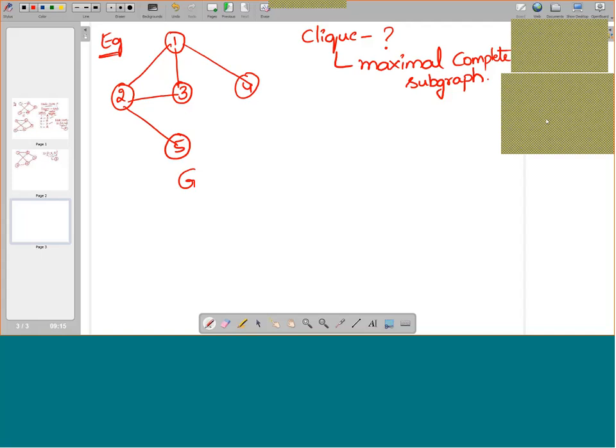So 2, 3, 4, 5. If you take 2, 3, 5, 4, 5, is it a complete subgraph? Complete means every pair of vertices must have an edge. Check once. Manikanta. No, 2, 3, 4, 5 is not a complete subgraph.